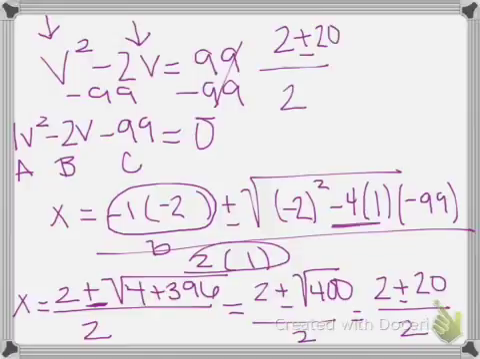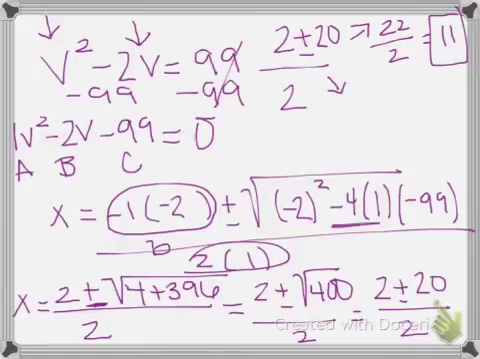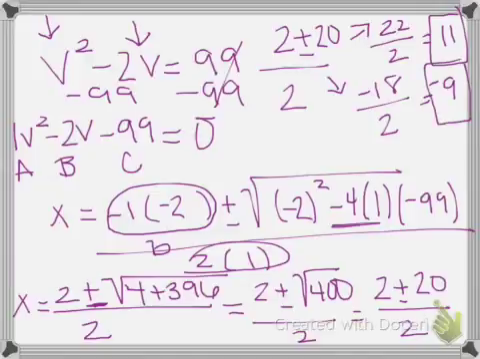Work out your two answers. So one is 2 minus 20, and one is 2 plus 20. So 2 plus 20 is 22 over 2, which is 11. 2 minus 20 is negative 18 over 2, which is negative 9.